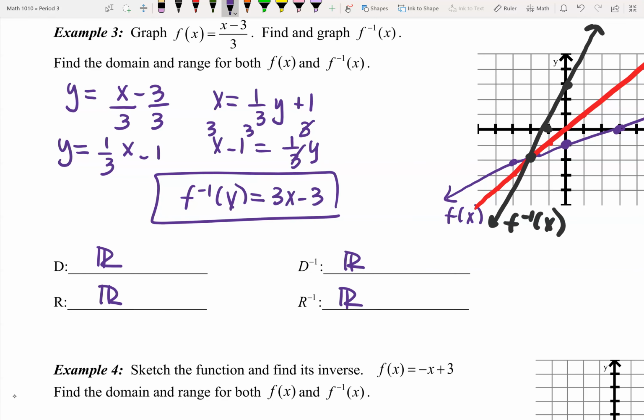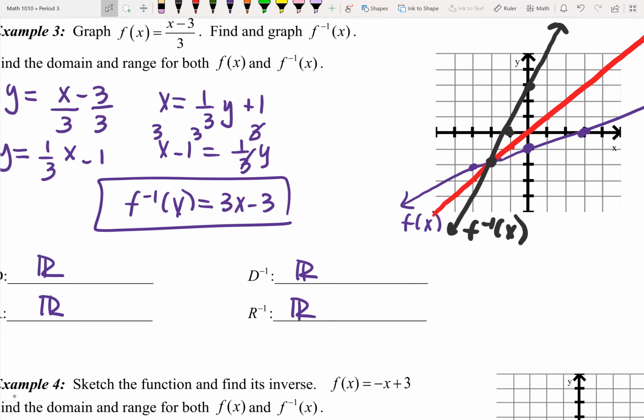Is there a way... I did something wrong. Oh, I know what I did wrong. I'm like, that doesn't match. Can anybody see what I did?